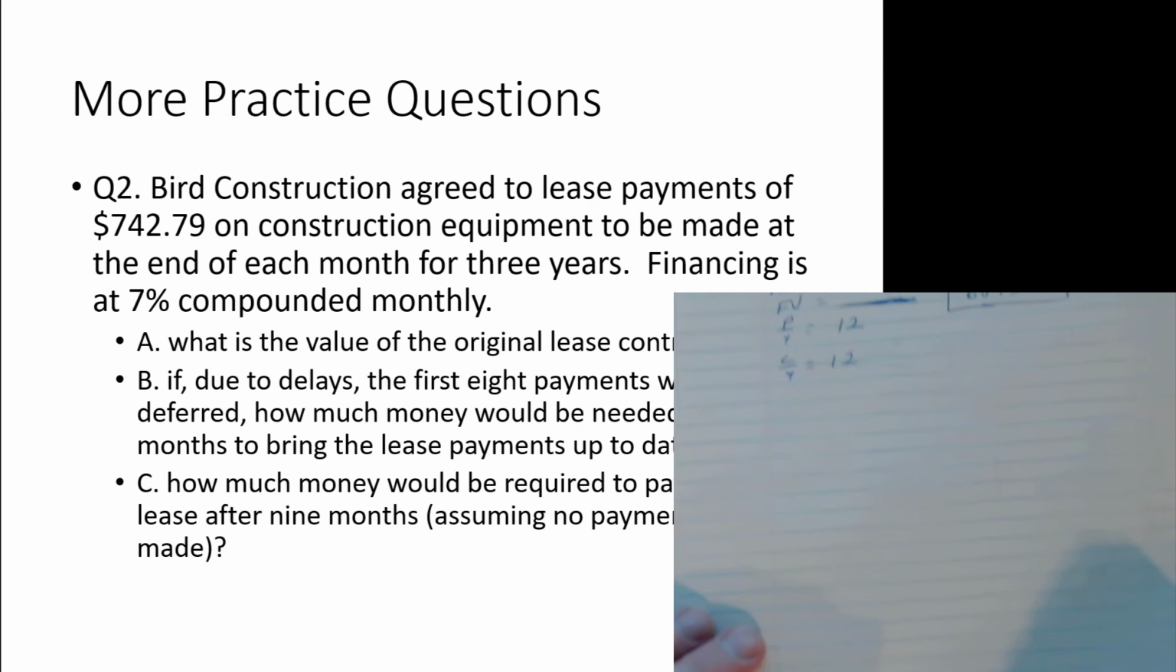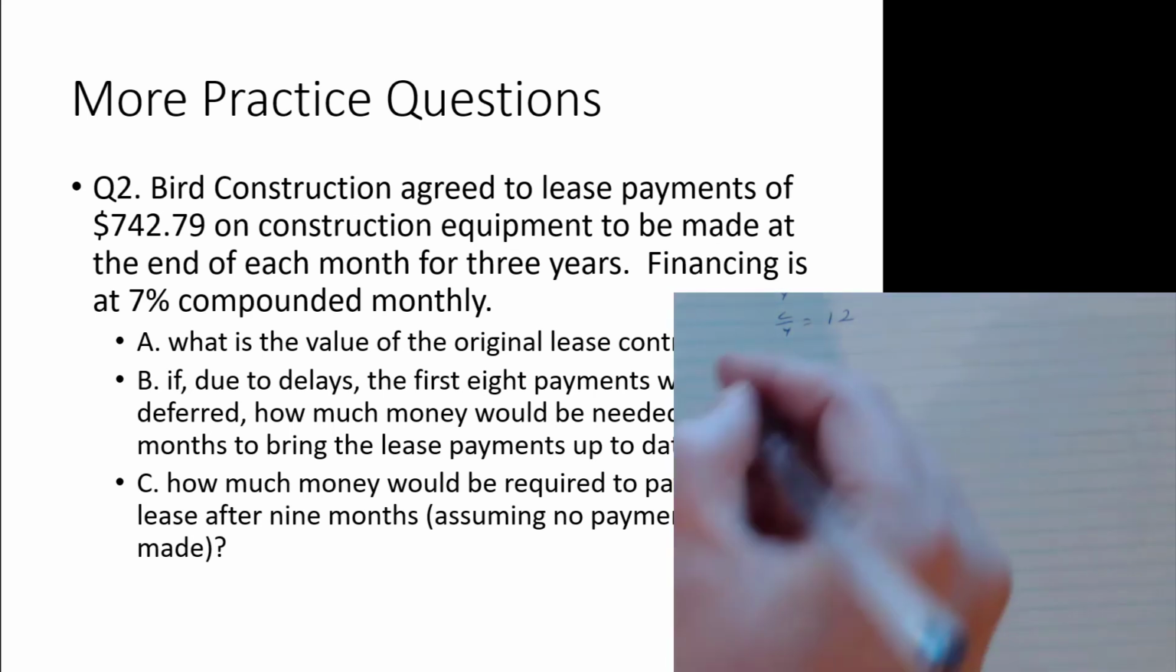Now, here's where the fun happens. C. How much money would be required to pay off the lease after 9 months, assuming no payments made? No payments are made. It's not an annuity. Right? Annuity requires a constant payment with a regular payment interval. No payments are made. There's no annuity. Now what the heck do I do?